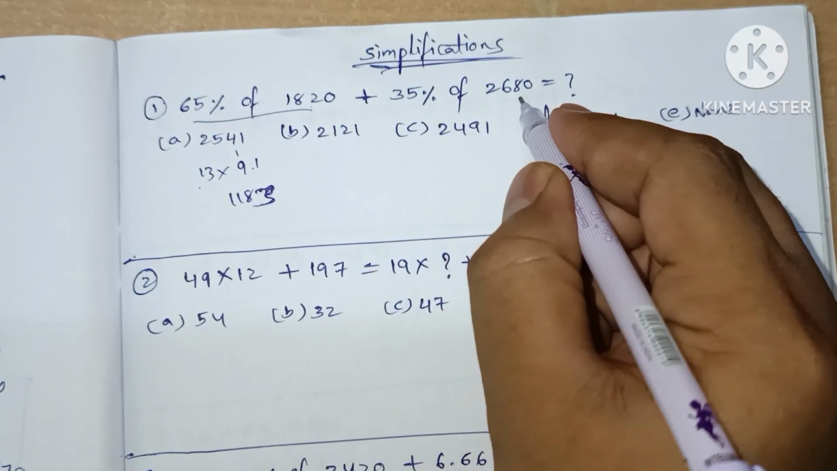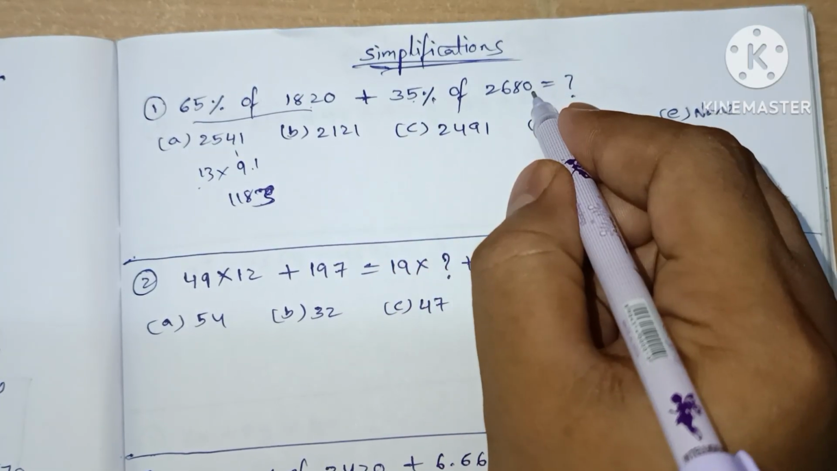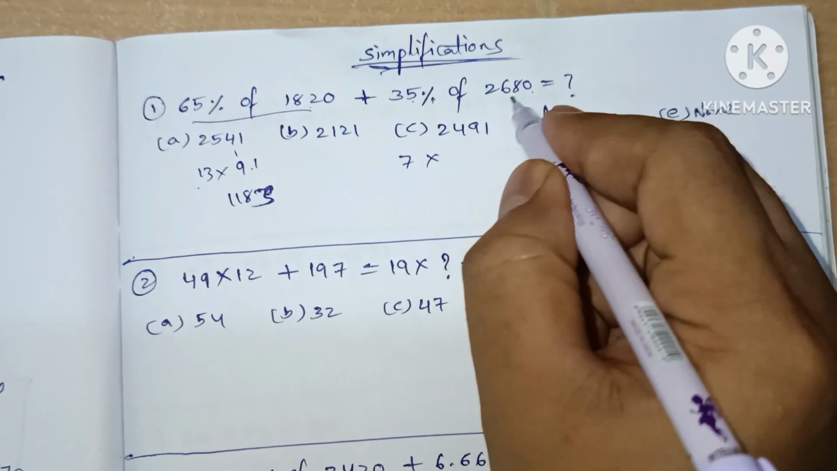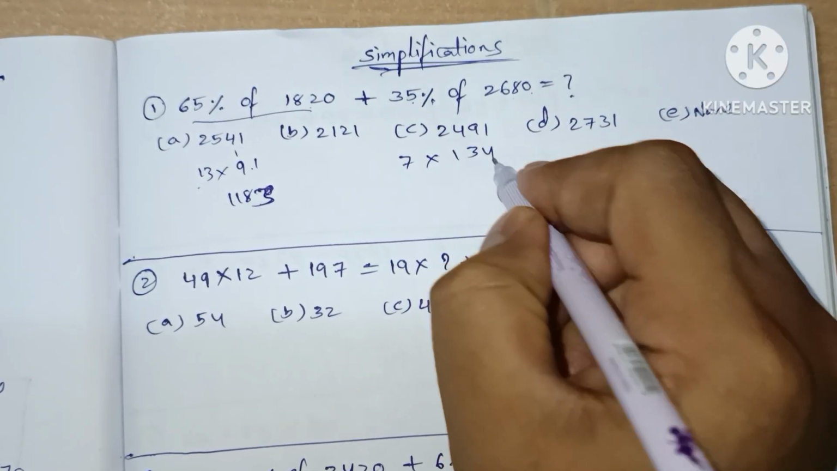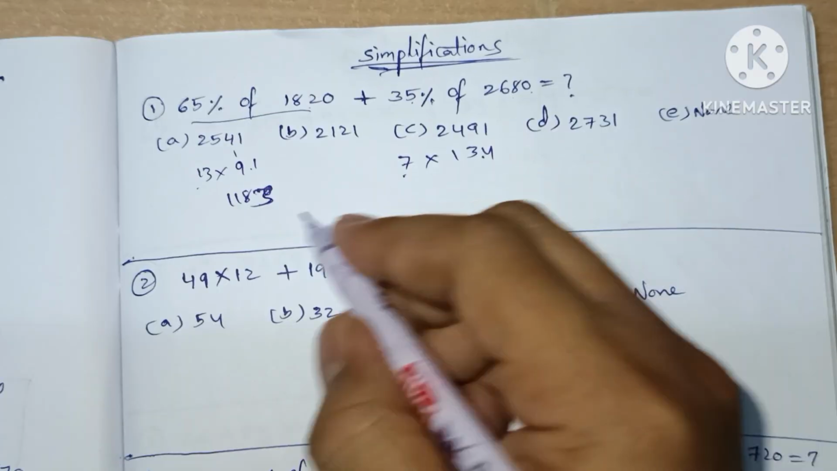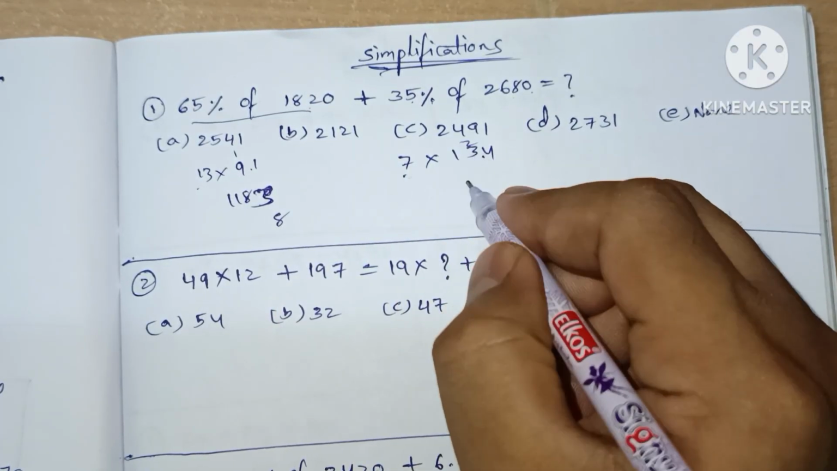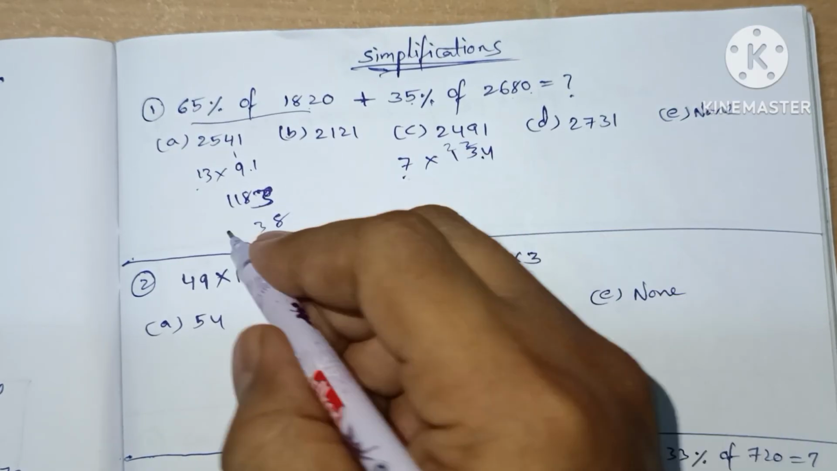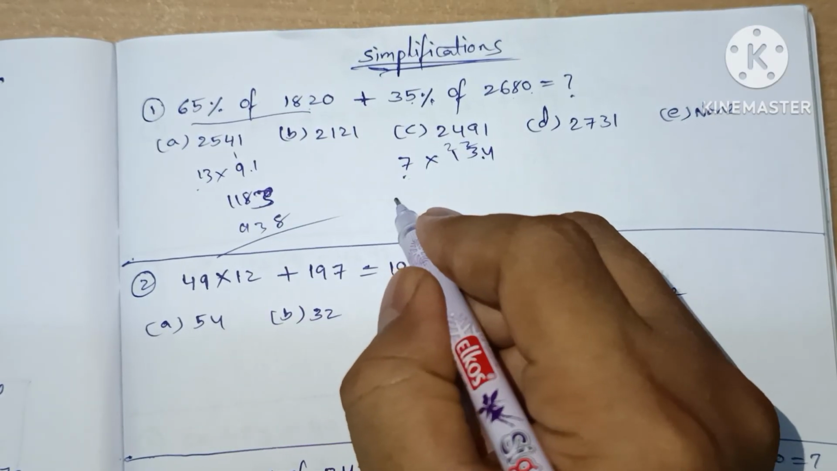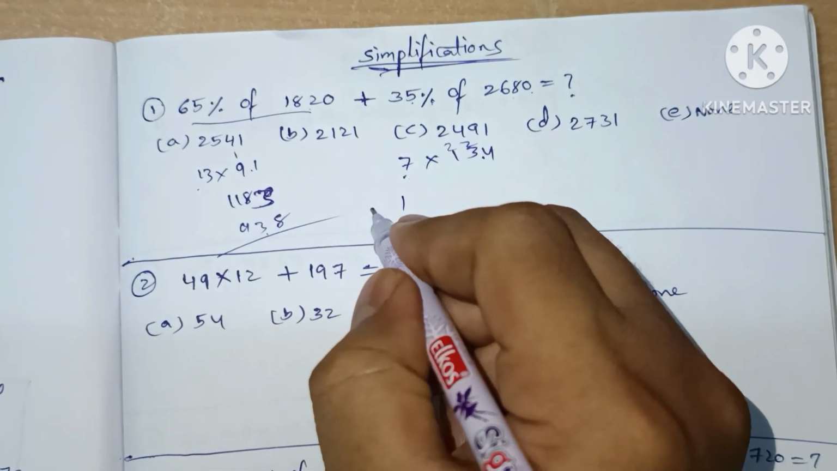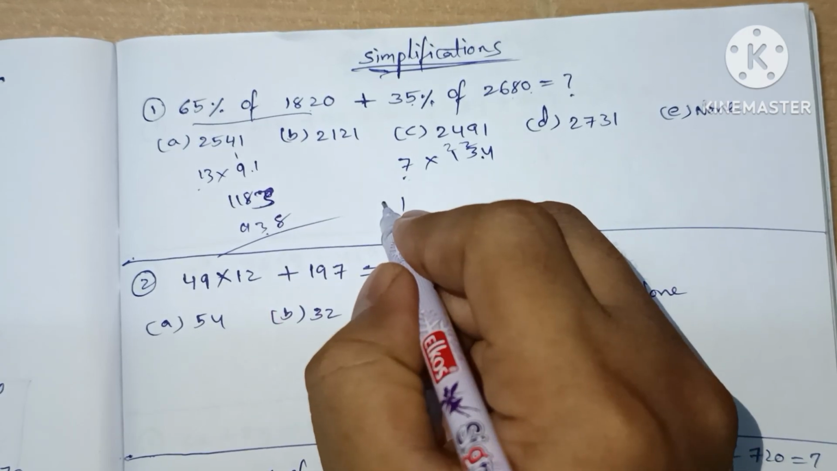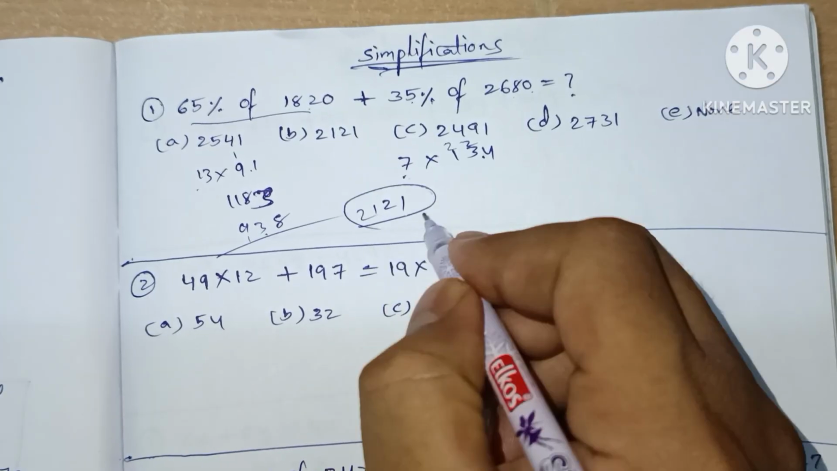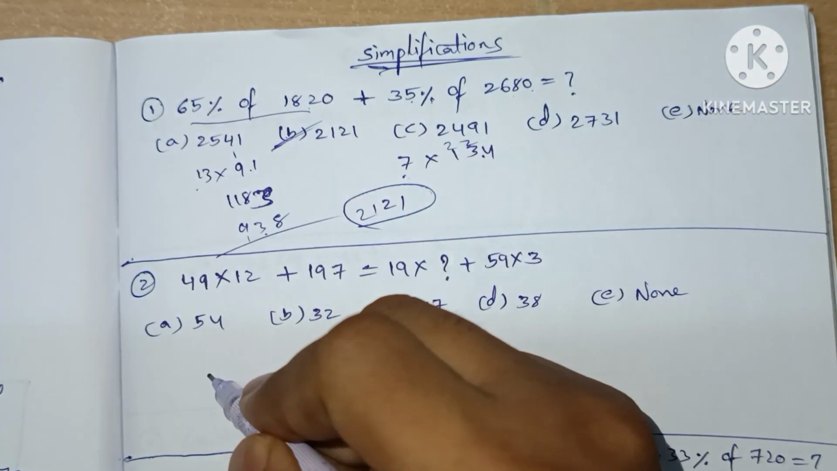Here 35% of 2680. 5 multiple percentage single 0 and 2 multiple. 5 7 times 5 2 1 time 3 time and 4 times. Okay, 7 4 times is 28. 7 3 times 21 23 9. So we get 1 9 plus 3 12 10 11 2 1 2 1. Our answer will be 2 1 2 1, option B.